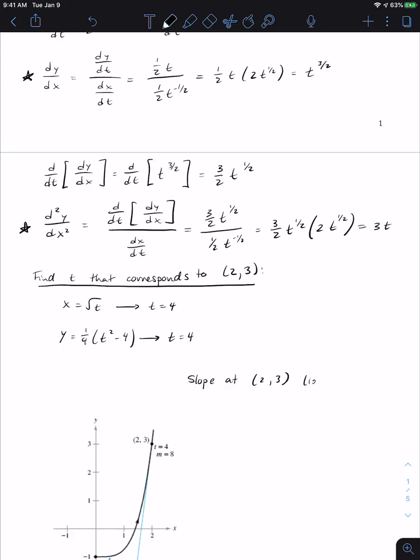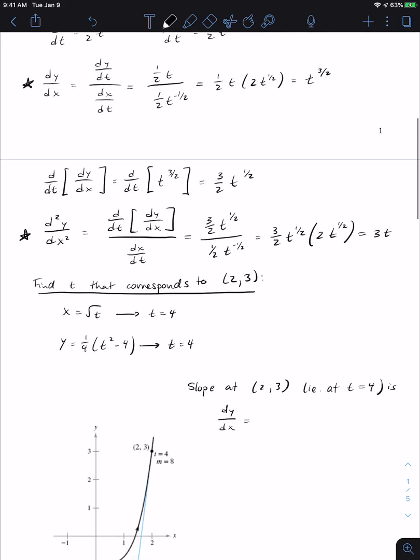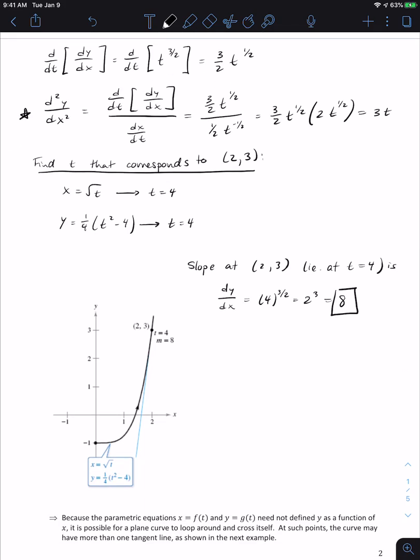I'm going to put, in other words, at t equals 4, dy over dx. I'm going to plug in t equals 4 in there. So I want 4, because t equals 4, to the 3/2, which is, the square root of 4 is 2, so 2 cubed, which is 8. Right? So my slope is 8 at that point.